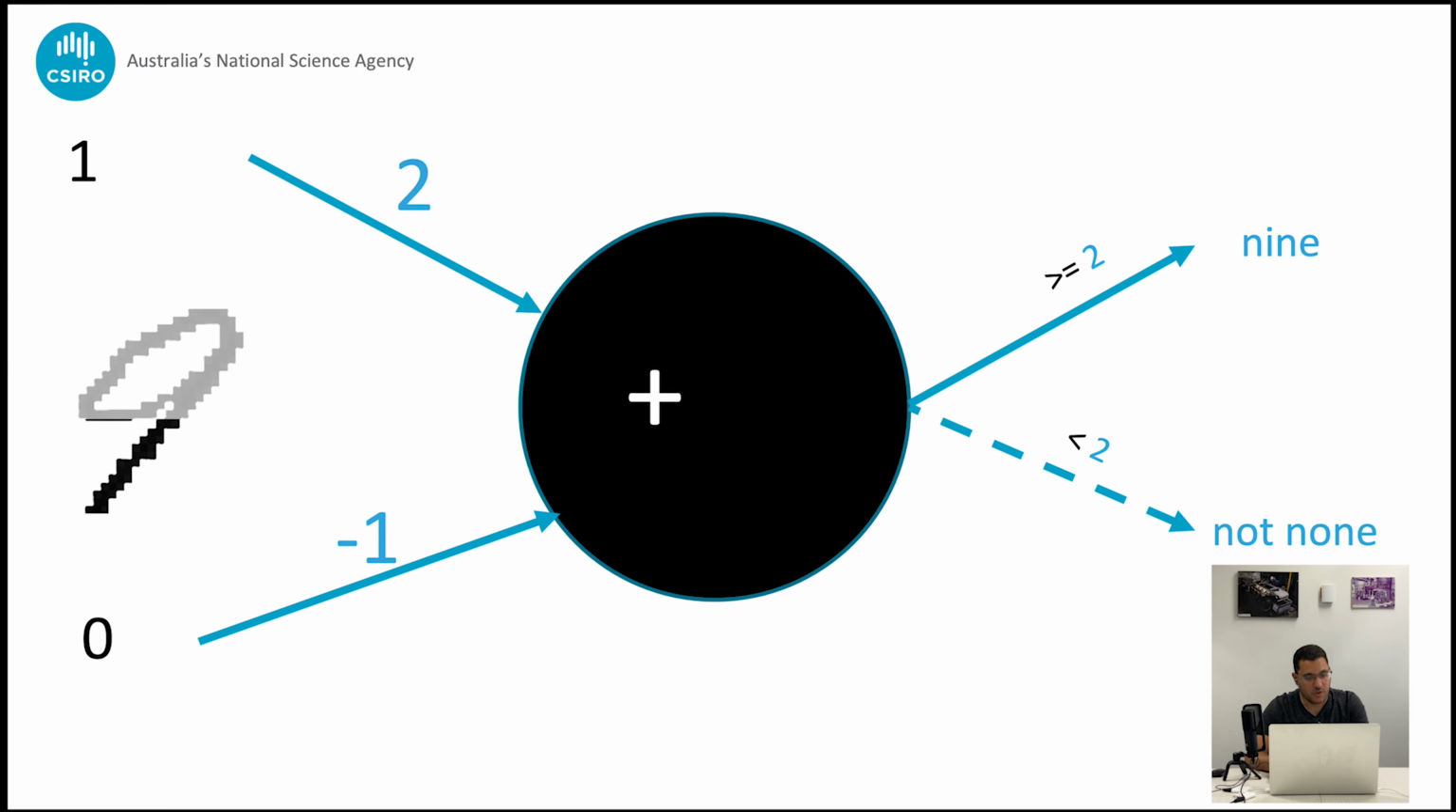Also, you could have for 9 those weights. You can check those and come up with other configurations for this.